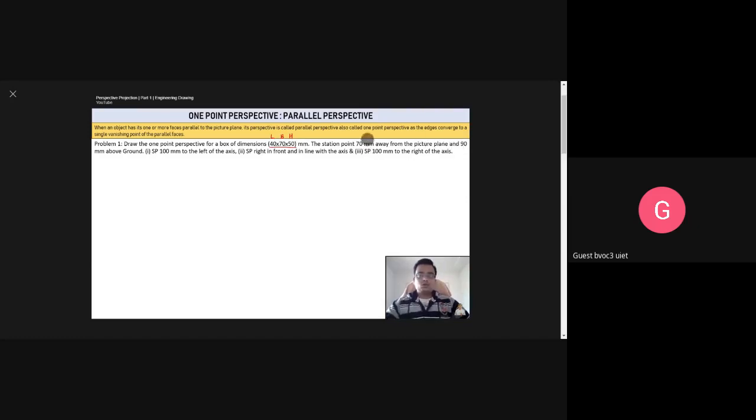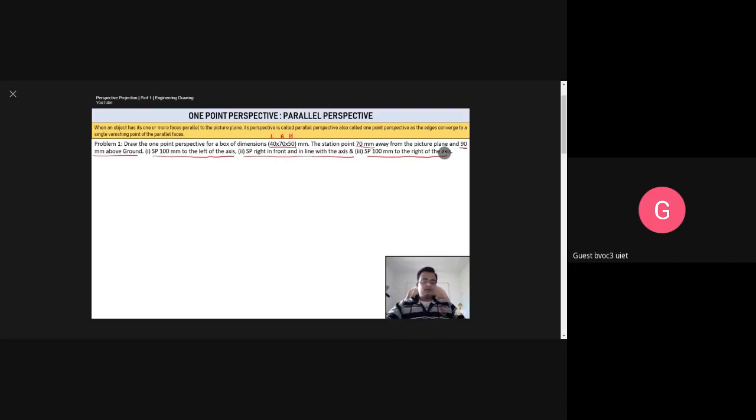In the top view, this distance can be seen, 70 mm away from the picture plane and 90 mm above the ground. So in the front view, the station point, the level of eyesight, will appear at a height of how much? 90 millimeters, from the ground. Now first of all, we need to make 3 different drawings. One for station point 100 mm towards the left of the axis. Second case, station point right in front of and in line with the axis. And the third case is station point 100 mm towards the right of the axis. So we'll be dealing with each and every case, don't worry.